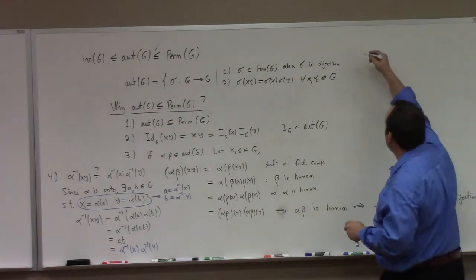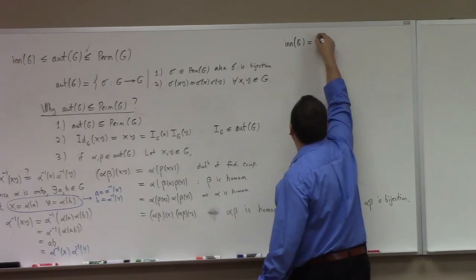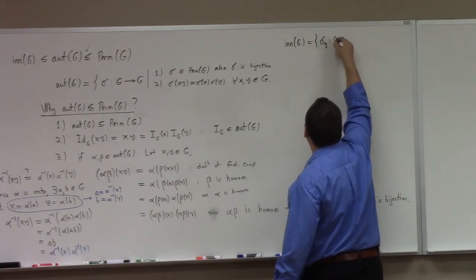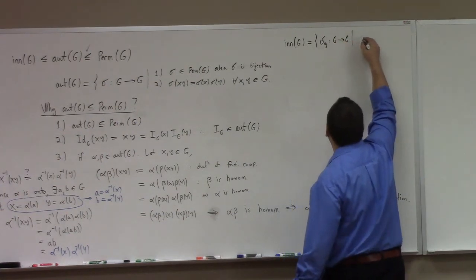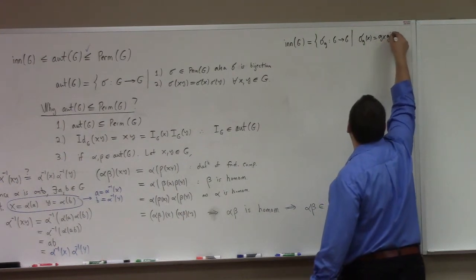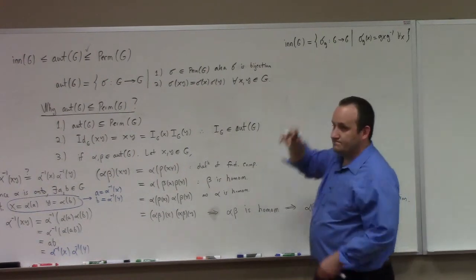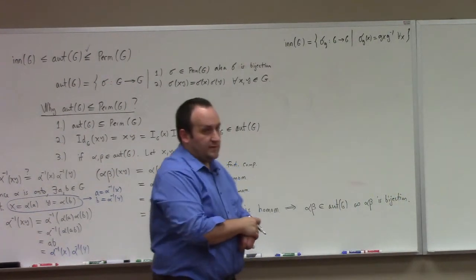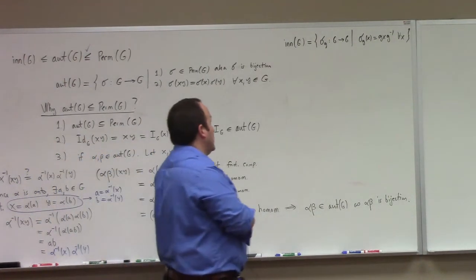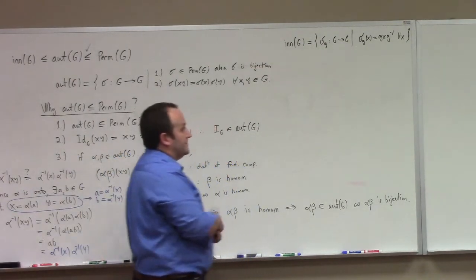The next one, the inner automorphisms of G, is a little bit more formulaic. This is sigma sub g from G to G, such that sigma g of x is equal to g x g inverse for all x. So these are the conjugation maps. Conjugations are particular kinds of automorphisms. I guess that's the first thing, is that actually an automorphism?